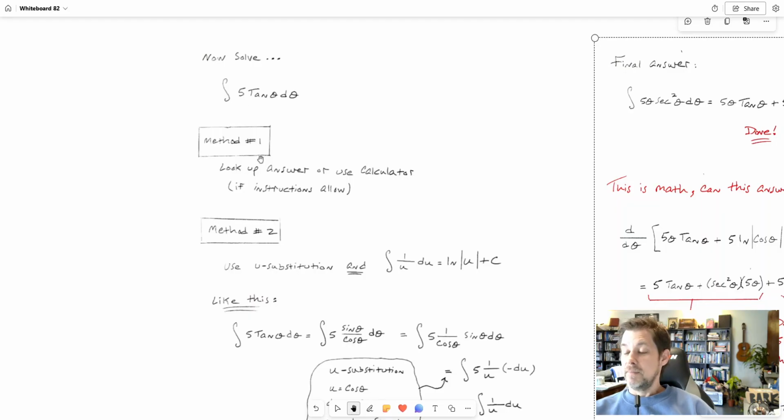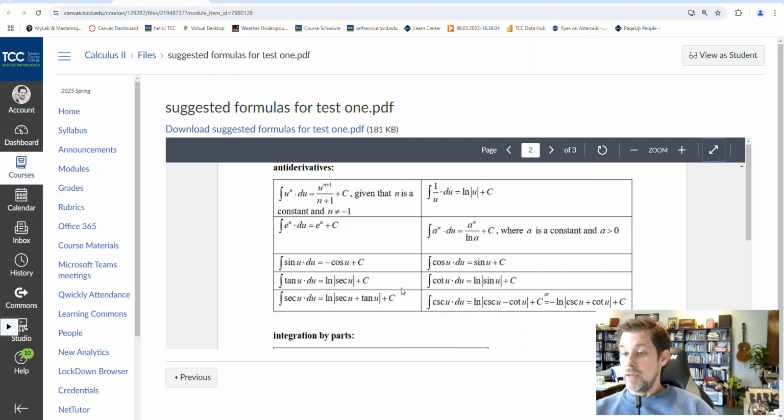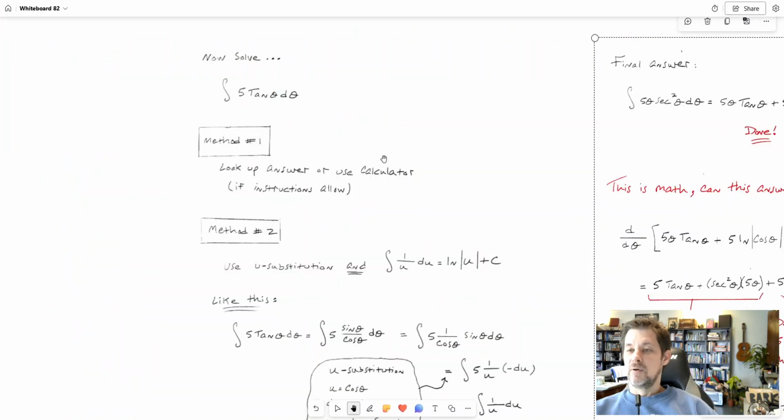Well, one method, you can look up the answer or use a calculator, something like that. Those methods are available to us. I told you that maybe it's somewhere on this formula sheet. I think I see it right there. The antiderivative of tangent of u du with some u substitution. I can get that. Or use a calculator or something like that. I'll say that those methods are on the table if the instructions allow.